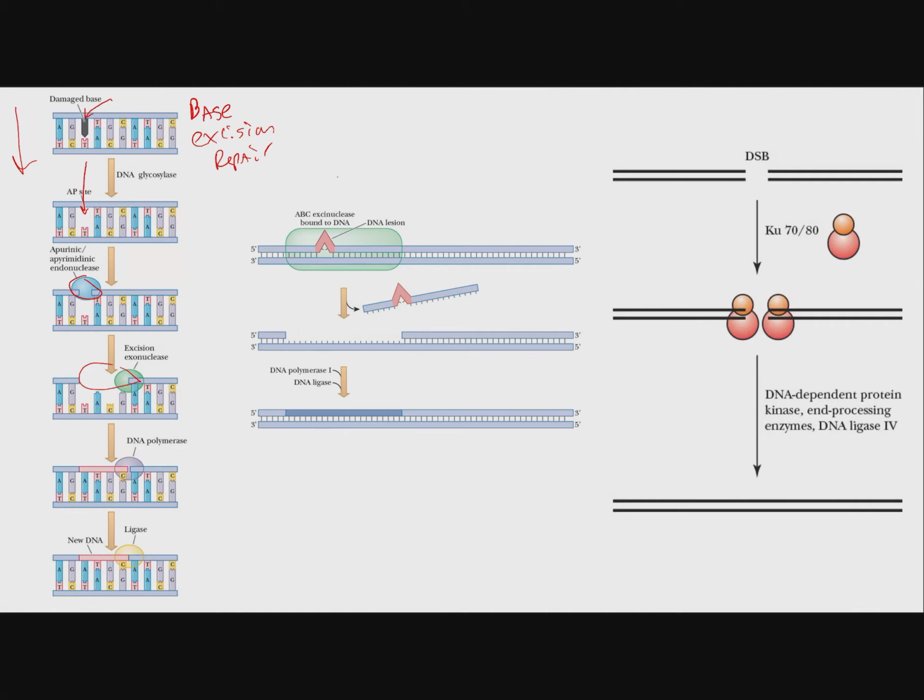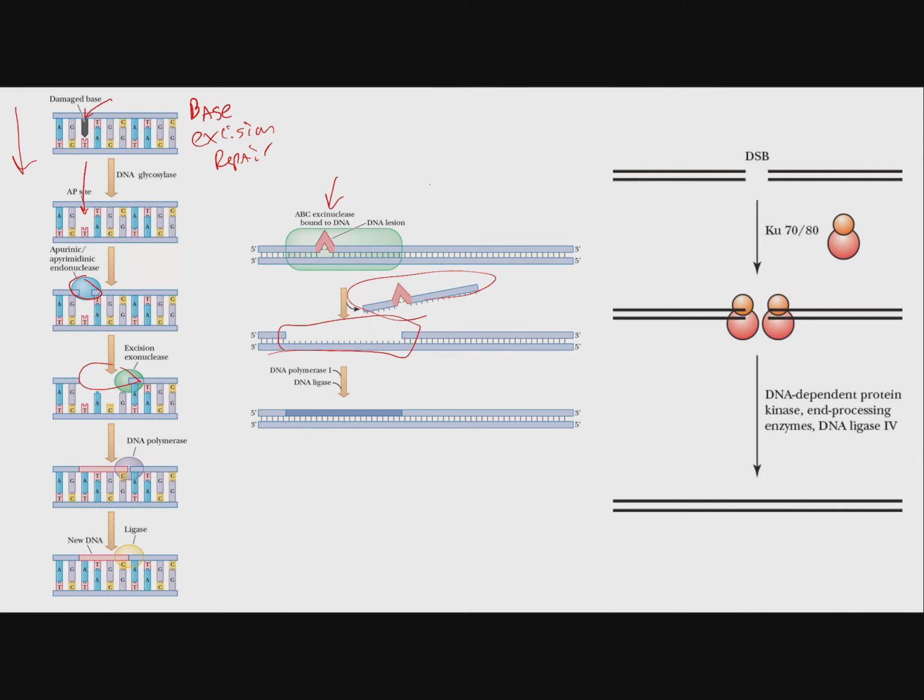Nucleotide excision repair. So in base excision, bases were removed first; here, the whole nucleotide is going to come out. This is common for DNA lesions that are caused by UV or chemical means. So pyrimidine dimers are a perfect example. The section containing the lesion gets removed by an ABC exonuclease. And then, so you can see, gone. And then DNA polymerase 1 and ligase come in and fill the gaps.